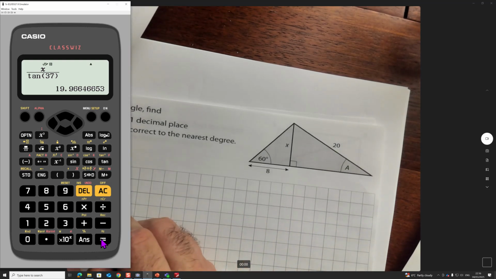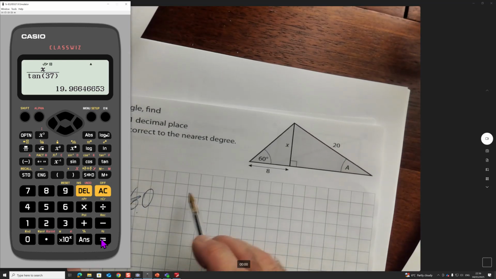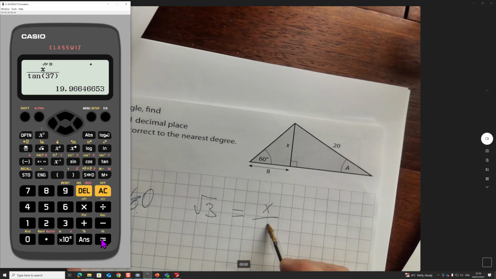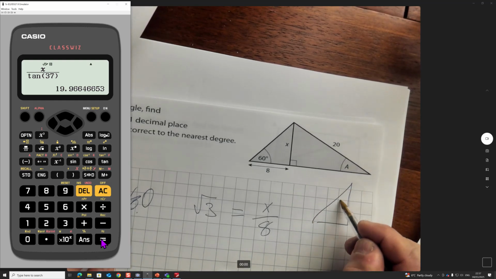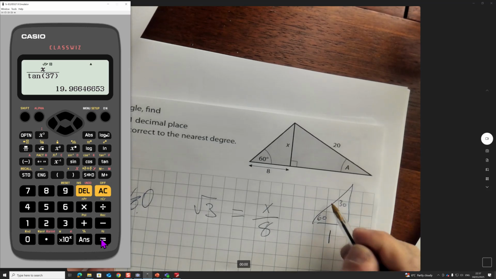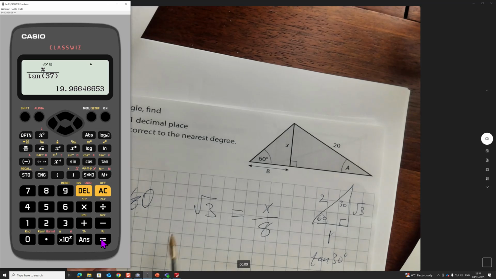It's tan 60. By the way, we know what tan 60 is. It's root 3. So it's root 3 equals x over 8. We know that because in a 30, 60, 90 triangle, you have 1 is to 2 is to root 3. So when you take the tan of 60, you get root 3, and when you take the tan of 30, you get 1 over root 3.